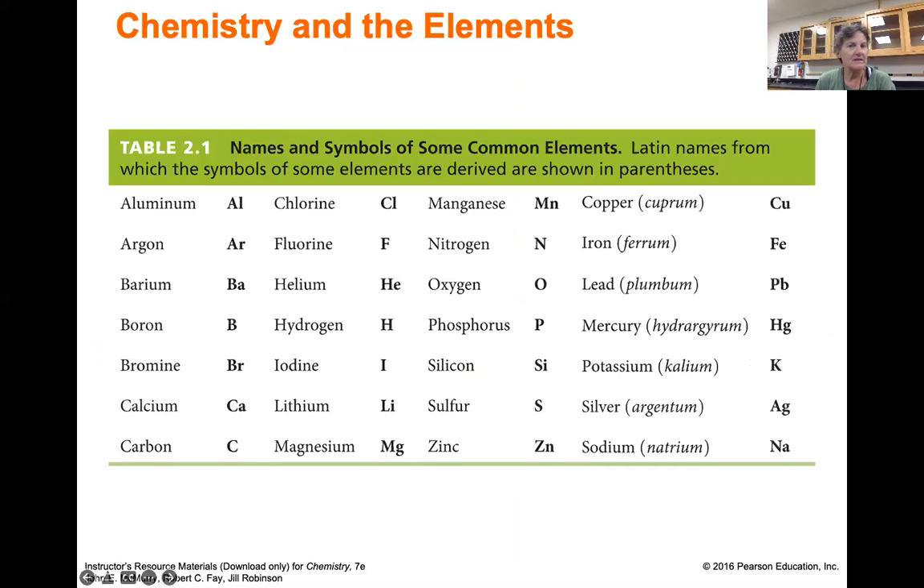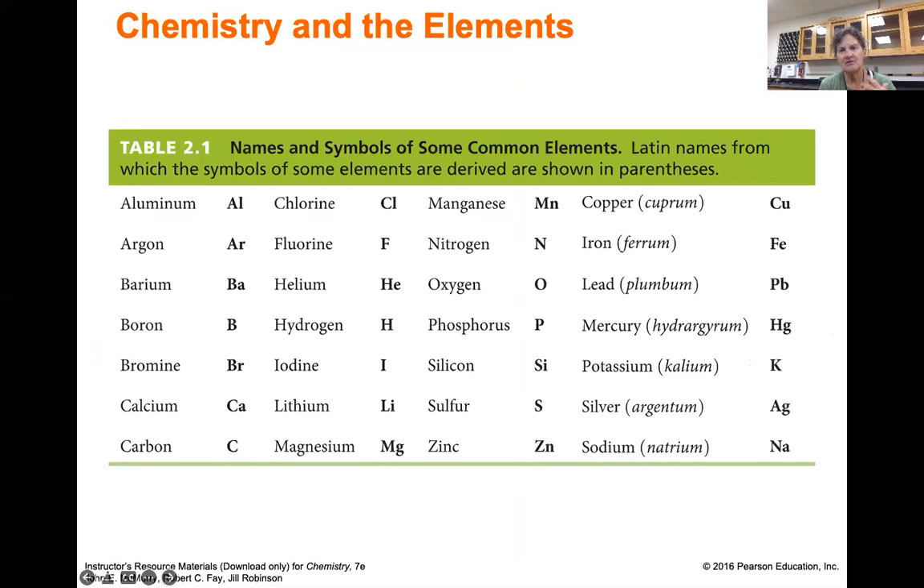So you don't ever have to memorize any symbols or names. What I'll give you in class is a periodic table. On the front, it's just a periodic table, and on the back, it gives you the symbol and the name for each of the elements. So you'll always have that on the test.